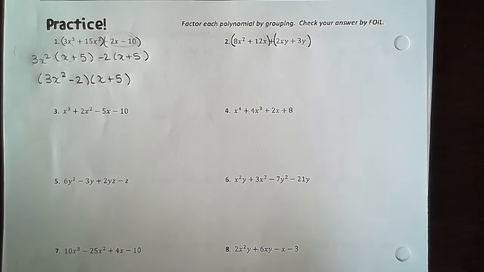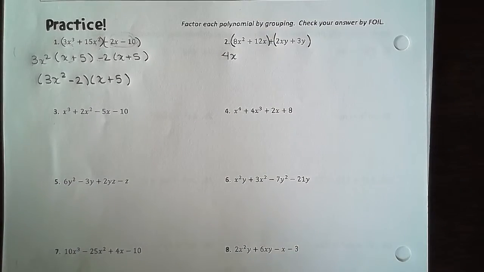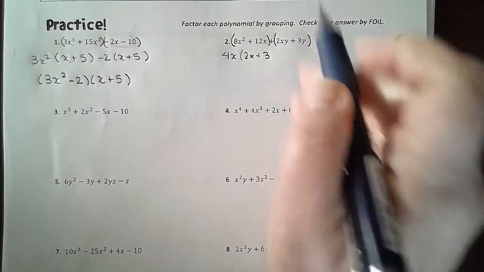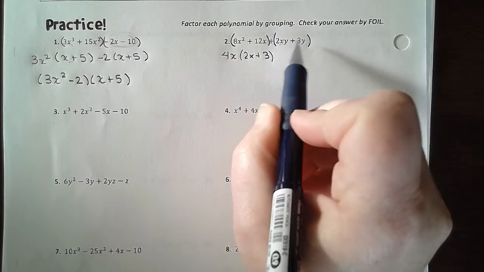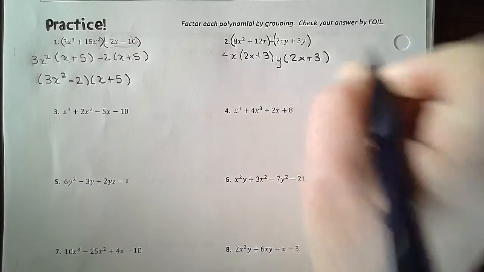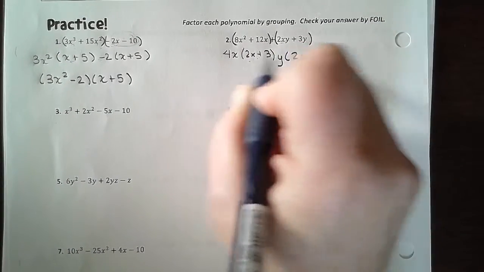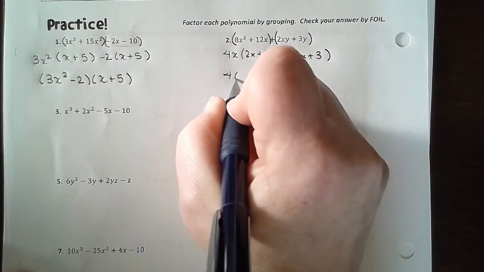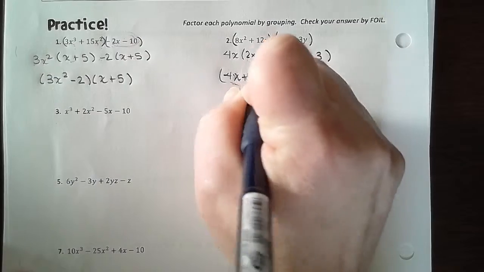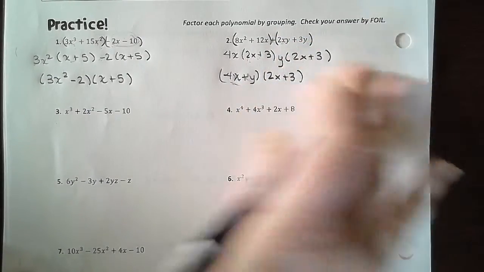Okay, so we have 2 here and 2 here. All right, now if I look at 8 and 12, I know that they're both divisible by 4. And they both have an x in them, and the lowest exponent is 1. So I'm going to divide both of these by 4x. By doing so, I get 2x plus 3. Now here, I need to take out something as well, and it looks like the only thing in common is this y. So I get y, and then I get 2x plus 3. And if you notice right here, these two are exactly the same, so that's what I'm after. So I get 4x plus y times 2x plus 3. Okay?